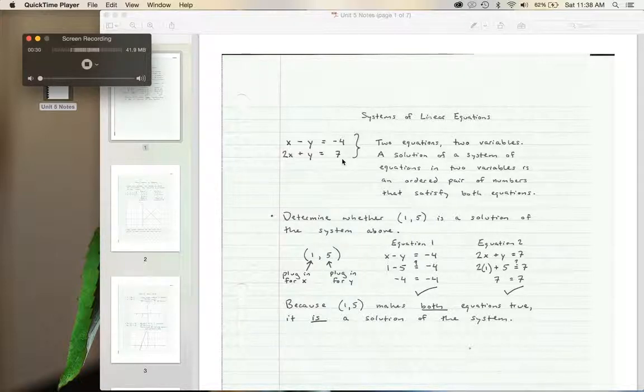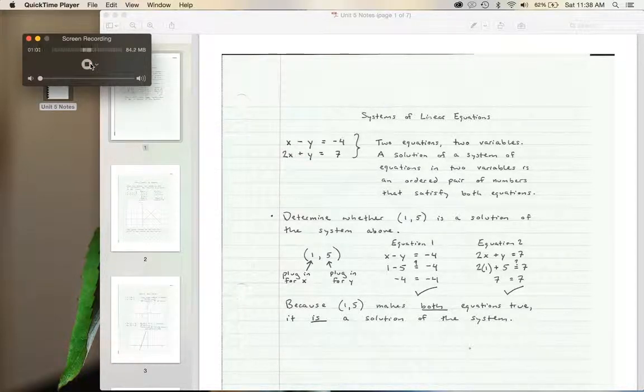For the purpose of our course, we'll be looking at two equations that have two variables, and we're going to try to solve for those variables. So a solution of a system of equations in two variables is an ordered pair of numbers that satisfy both equations. So the ordered pair is an x value and a y value that when we plug it into both equations hold true.